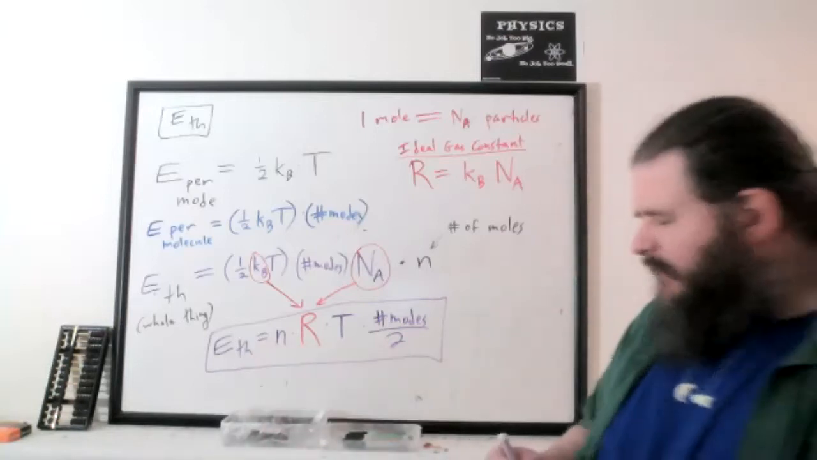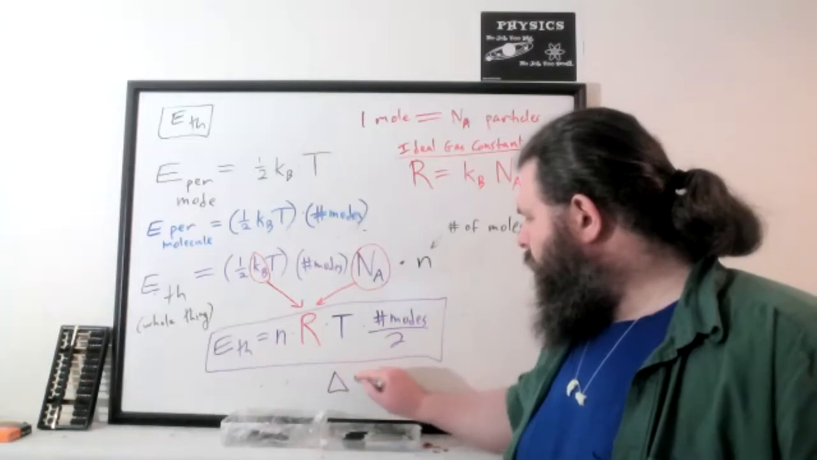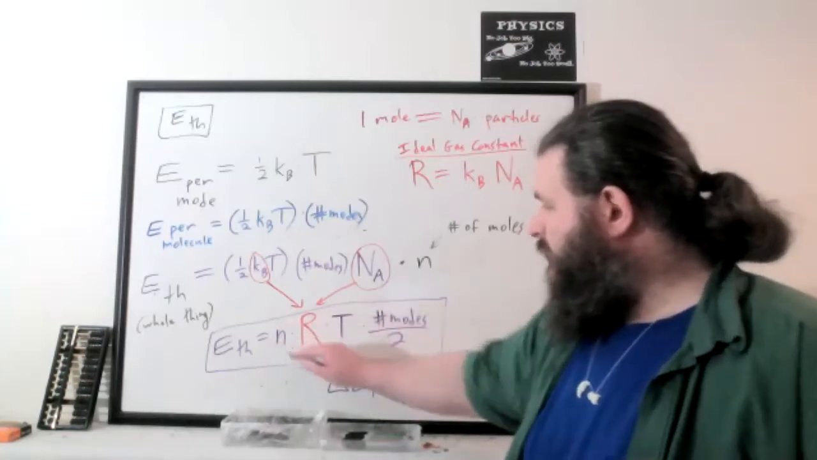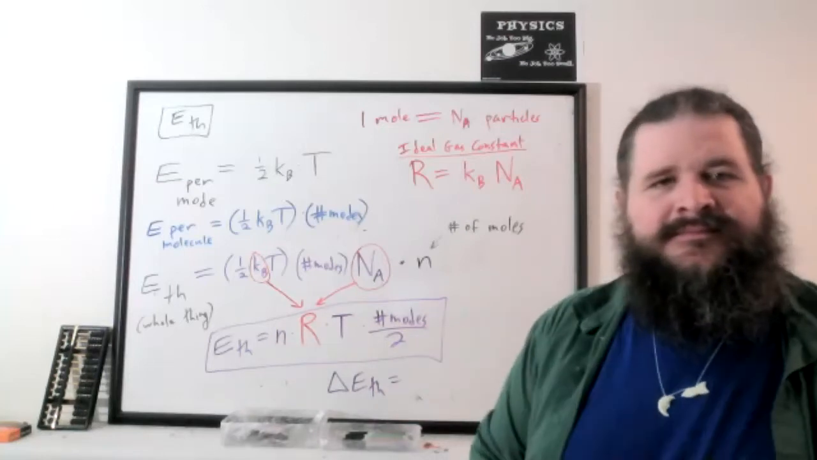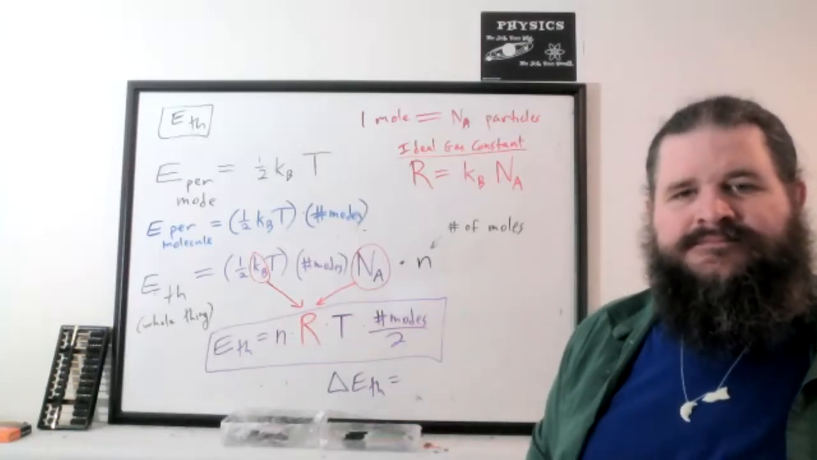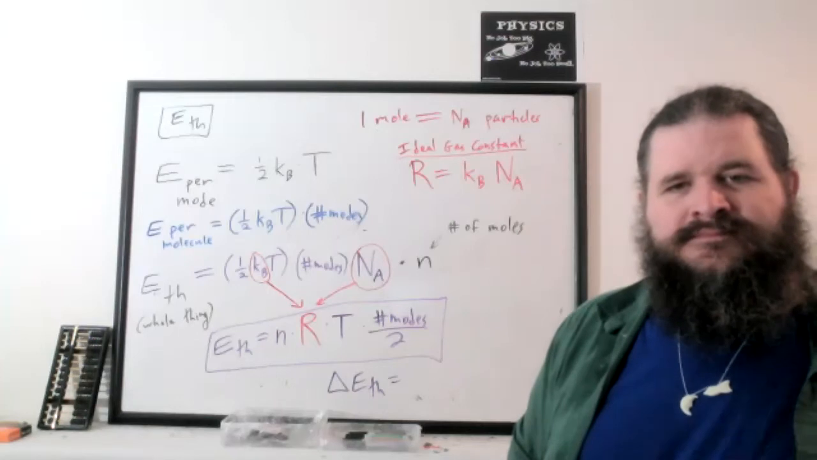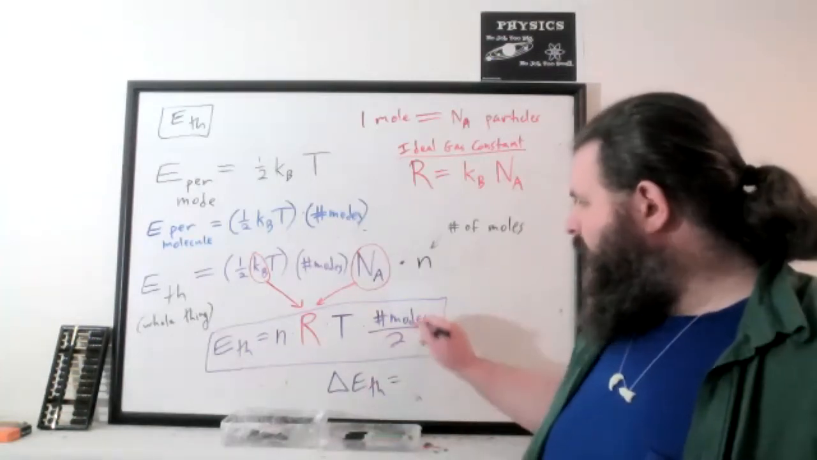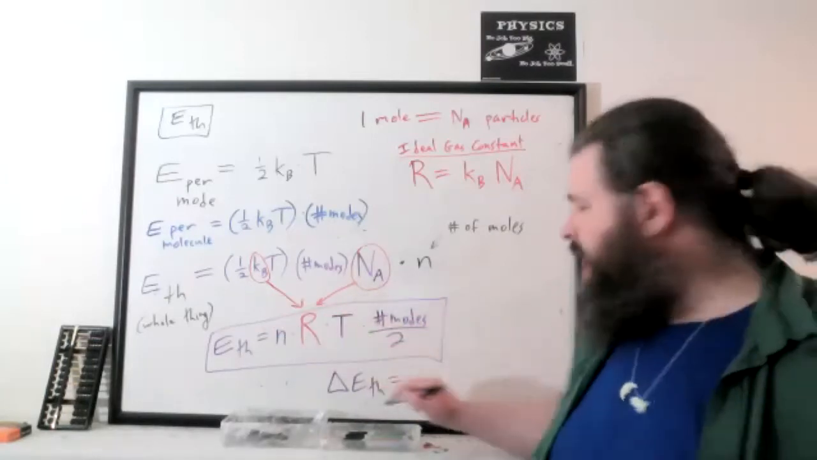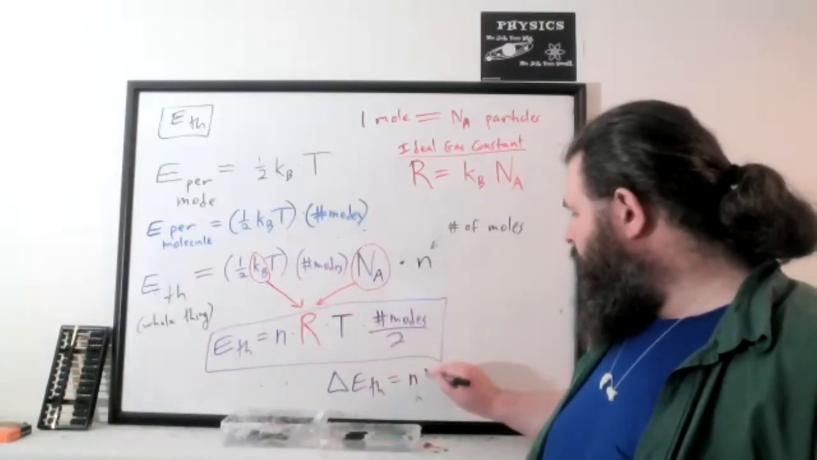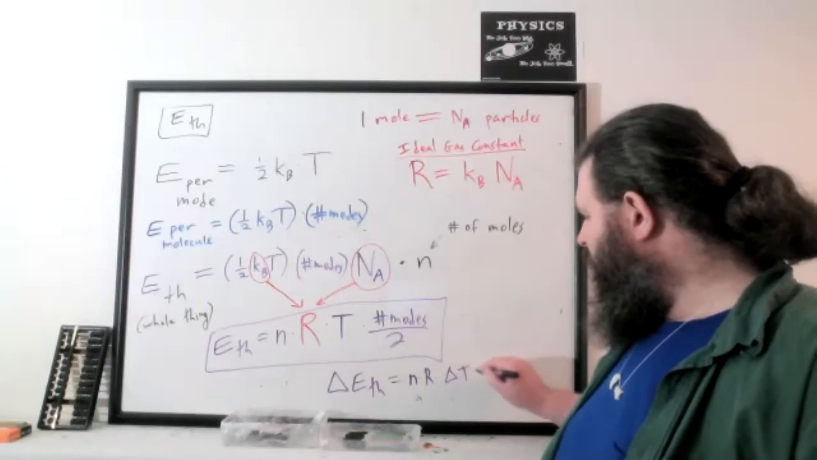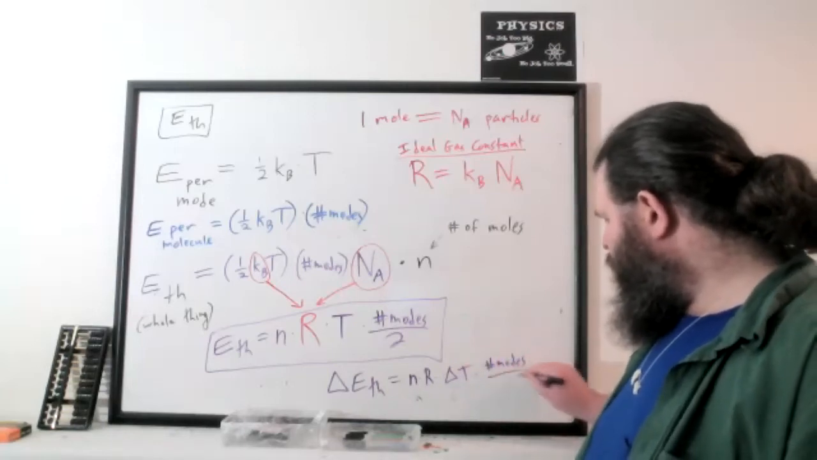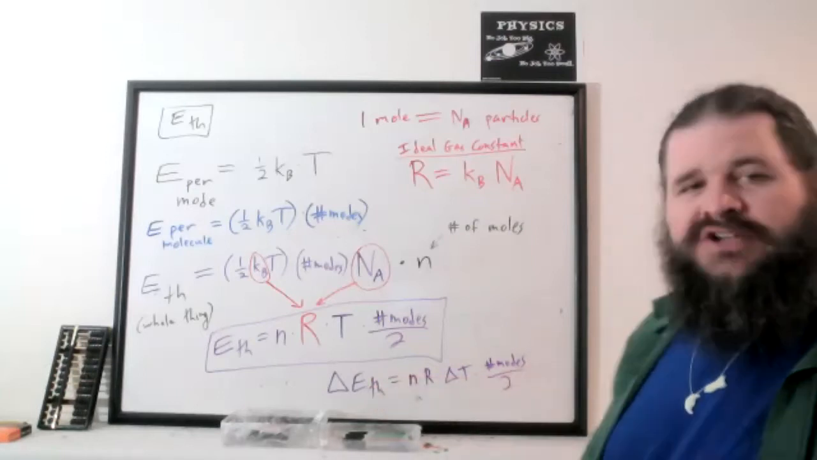We could also apply a delta to both sides. What's the only thing over here that you would expect to be changing? Yeah, presumably the temperature. Everything else is a constant and can be factored out of the delta. So we just get N times R times delta T times number of modes over 2. So there's a useful formula for change in thermal energy.